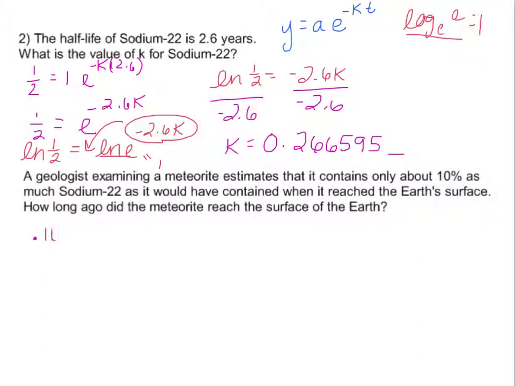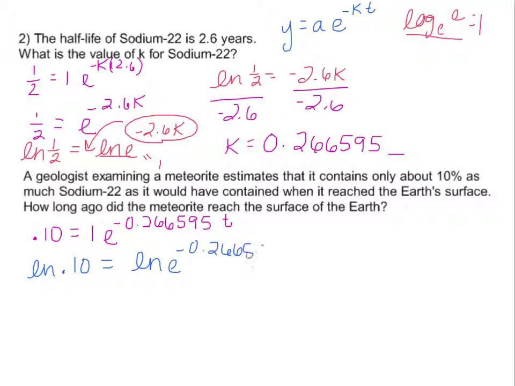So the ending amount is 10% of its original amount, which would be 0.10, equals 1 times e to the negative 0.266595 times our time. And now we solve this. Dividing both sides by 1 won't change anything. So let's take the natural log of both sides. Natural log of 0.10 is equal to the natural log of e to the negative 0.266595t. Then once again, this exponent gets multiplied out in front.